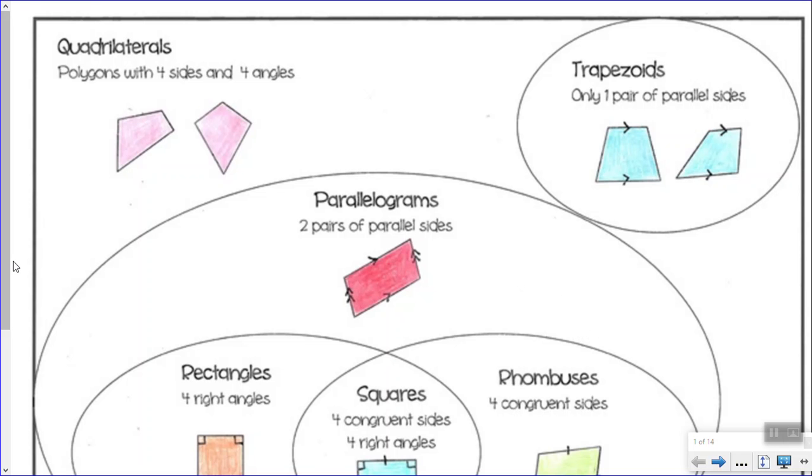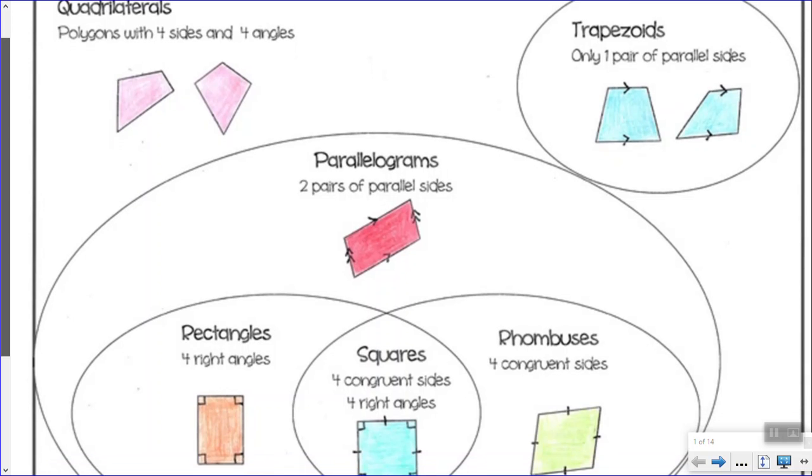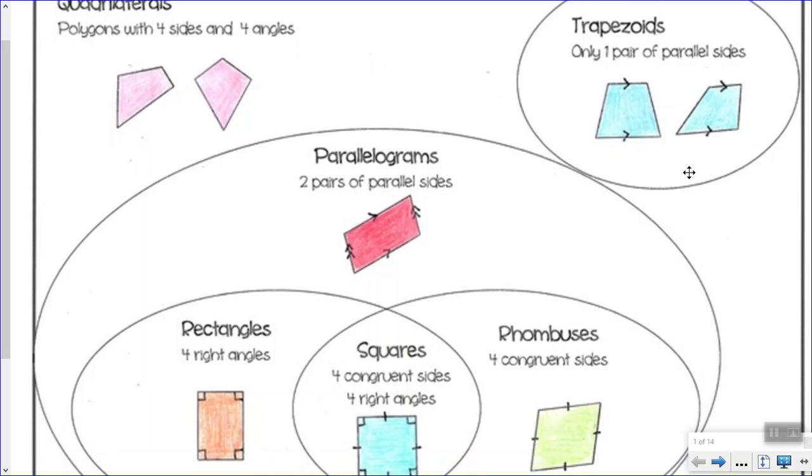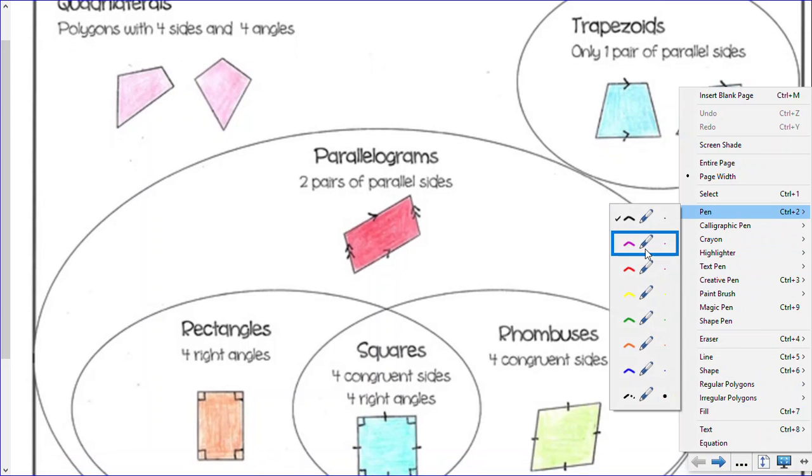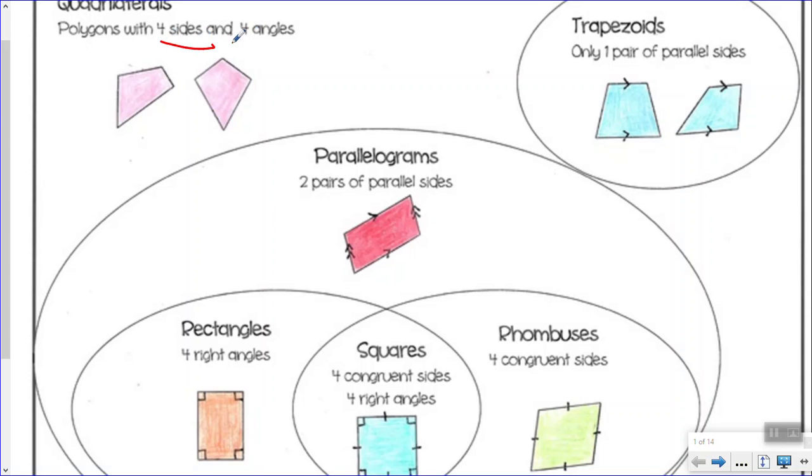And if we look at this diagram here, we have a Venn diagram that sorts our shapes for us. Everything that we see in this diagram is a quadrilateral, meaning that it is a polygon with 4 sides and 4 angles. Over here we have the trapezoids, which we didn't get to last class, depending on where you are, but those are 4-sided figures with just one pair of parallel sides, as we can see here.